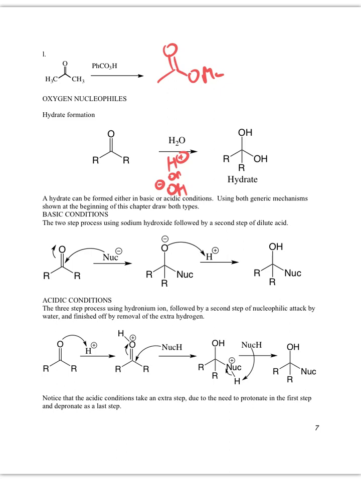If we have base, it adds in, you break the double bond to O, you get the O minus, and then we protonate that, and we're done, where the nucleophile would be hydroxide. If we're in acid, it would be H3O plus, so our nucleophile would be water that would add in, and we would remove the extra hydrogen. But notice that in the acid catalyzed conditions, we have to protonate first, so it is a longer mechanism than if we didn't.